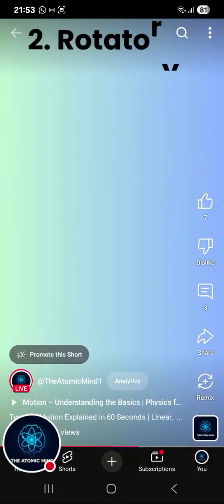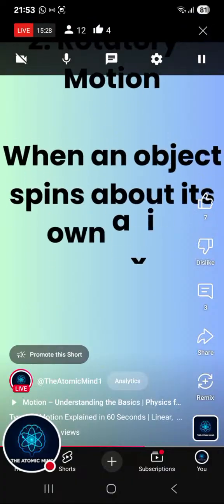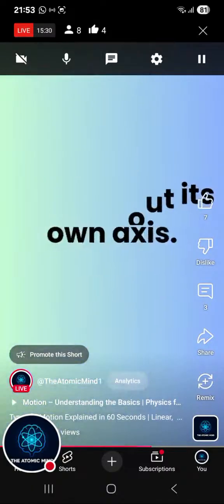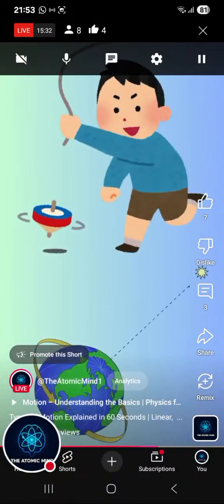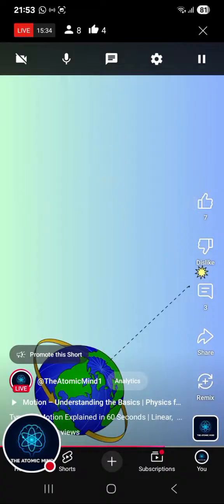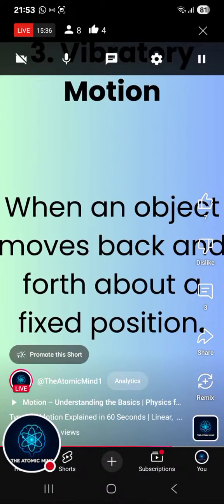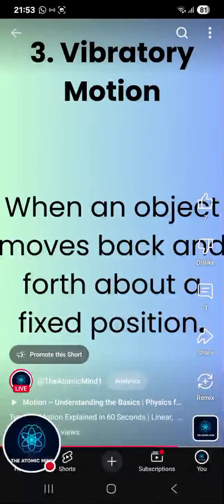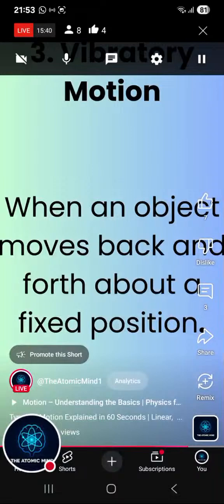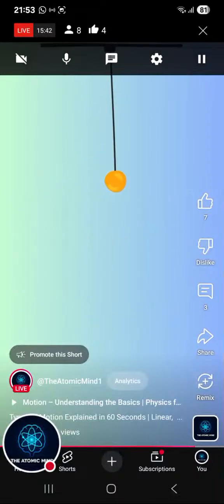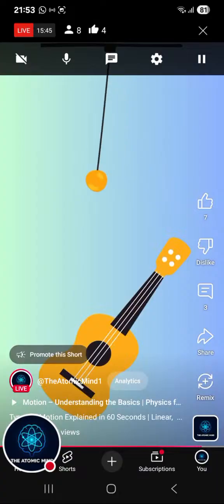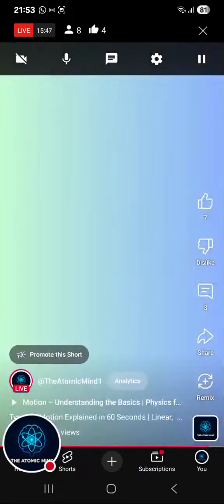Number two type of motion is rotatory motion. When an object spins about its own axis, that is rotatory motion. Example, spinning of a top or the earth rotating on its axis. Number three is vibratory motion. When an object moves back and forth about a fixed position, it is vibratory motion, like the motion of a simple pendulum or a guitar string.